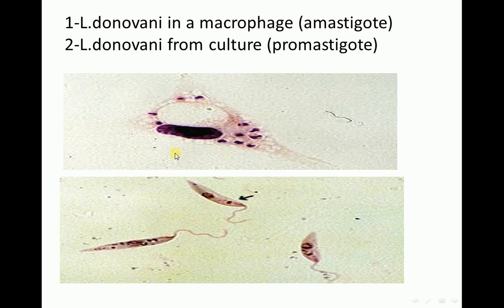In this image, we can see the amastigote stage in the macrophage. While the promastigote of Leishmania donovani, we can see it in the culture and in the insect itself.